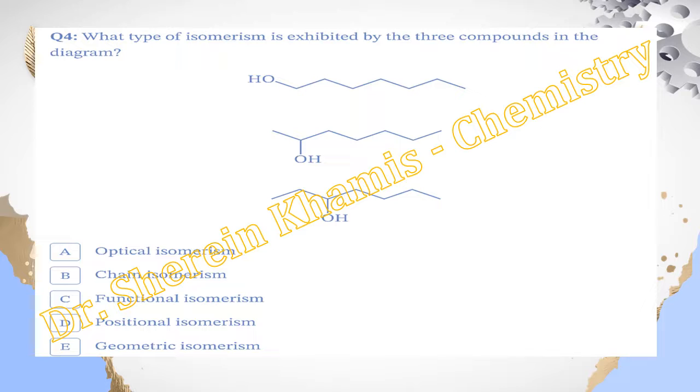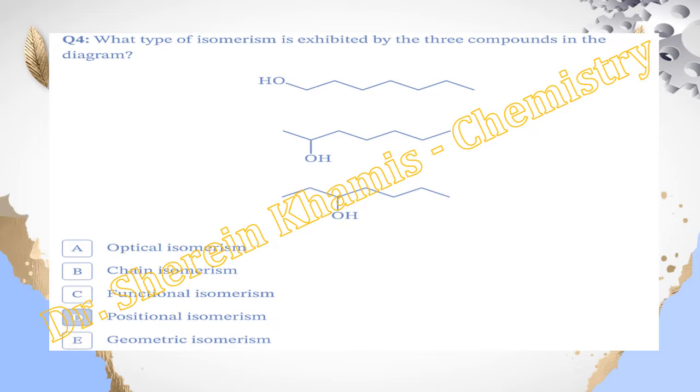Question number 4 says: what type of isomerism is exhibited by the 3 compounds in the diagram? Without calculating the number of carbons, we have an OH group here, and OH group here, with different positions, without any arrangement or calculating the number of carbons. We have a functional group OH in different positions, one time on carbon 1, one time on carbon 2, one time on carbon 3. So it's a different position for the functional group. The 3 compounds give positional isomerism. The right answer here will be letter D, positional isomerism.